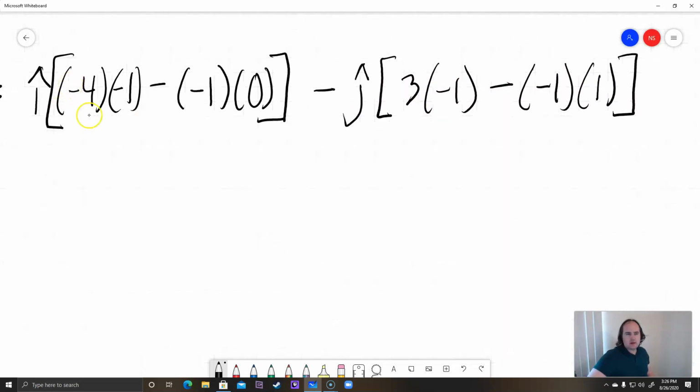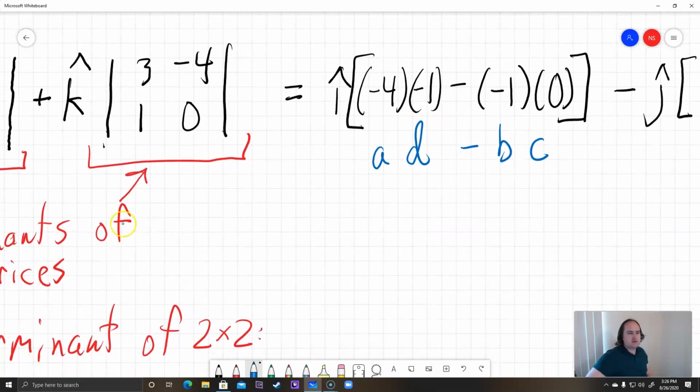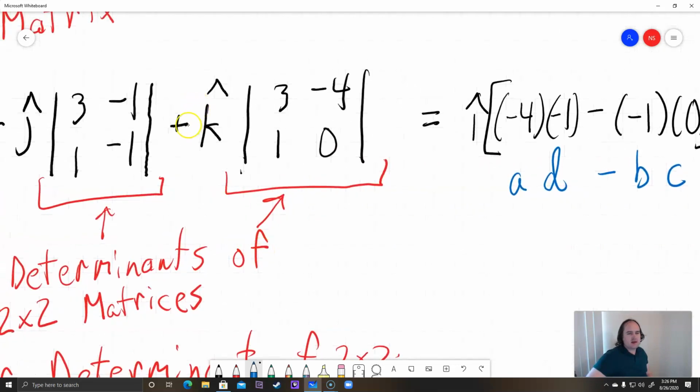And again, where are these coming from? These are just using the 2 by 2 determinant formula. So this is AD minus BC. Okay, so now we just have to do it for the last one, for k. So we have positive k times the determinant of this matrix here.